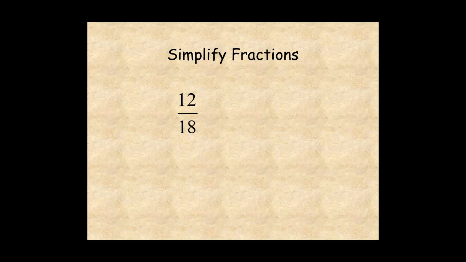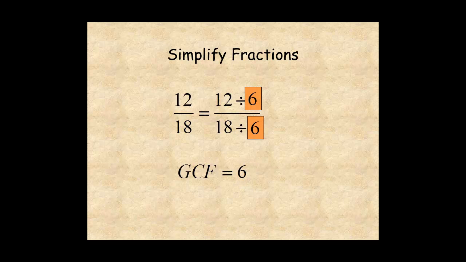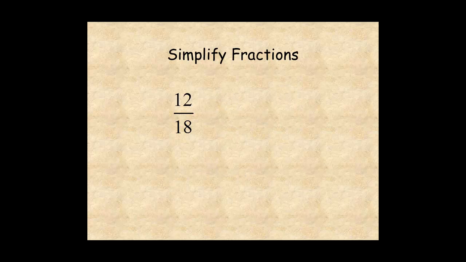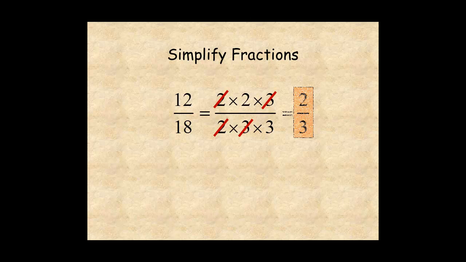To simplify the fraction 12 over 18, notice that 12 and 18 have a common factor of 2. They also have a common factor of 3. But the greatest common factor of 12 and 18 is 6. So divide the numerator and denominator by 6. And you have the simplified form 2 over 3. You could also write the prime factorization of the numerator and denominator. Then cross out common factors of 2 and common factors of 3. And you have the simple form of the fraction, 2 over 3.